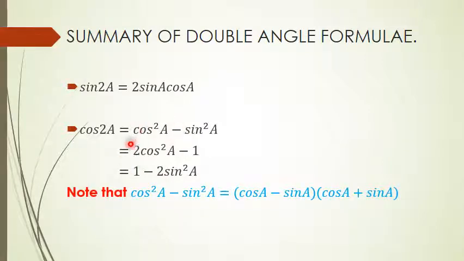Now observe that cos squared a minus sine squared a is a difference of two squares, and therefore it can be factorized. So sometimes you might have to factorize after substituting, depending on what you want to achieve.